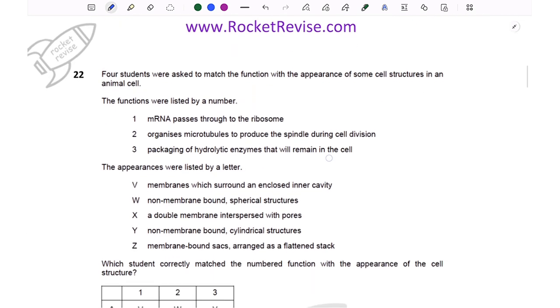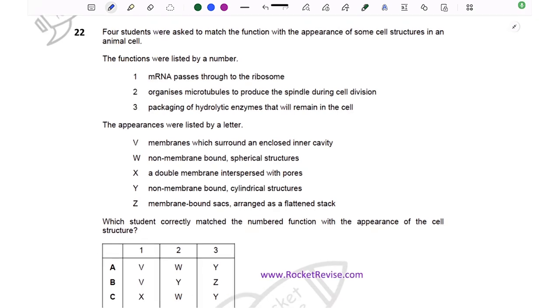Next question, 22. Question number 22. This is similar to two of these questions we've done before. We're going to follow the same pattern: identify it first, and then match it. Four students were asked to match the function with the appearance of some cell structures in an animal cell. So none of the structures are going to be from plant cells, like the cell wall or the chloroplast, are never going to be part of these answers.